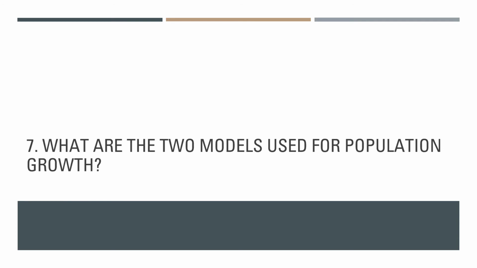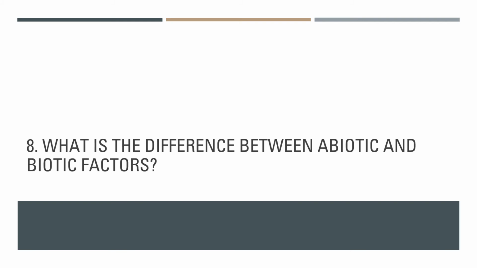Number 7. What are the 2 models used for population growth? Because we're talking about populations, we're going to talk about how populations grow or how they don't grow. And there's different models to use. They have 2 different names. When you think of population growth, what are some words that come up? They're going to be more mathematical probably to you. We're going to use them within our population growth section as well. So what are some models that we can use to measure population growth?